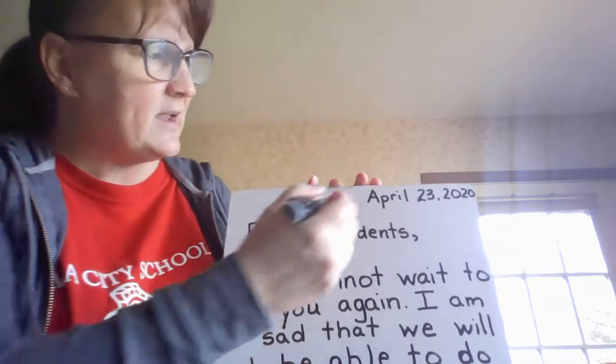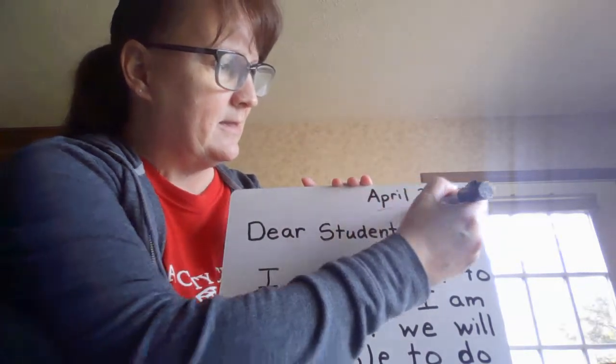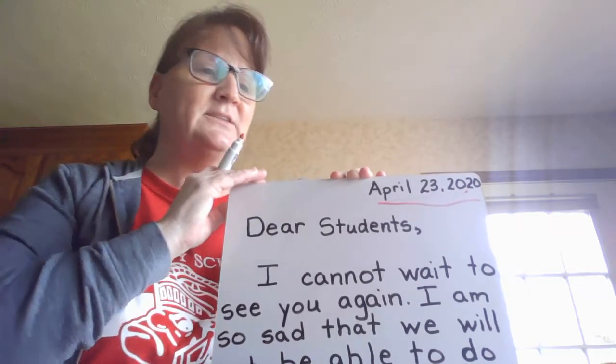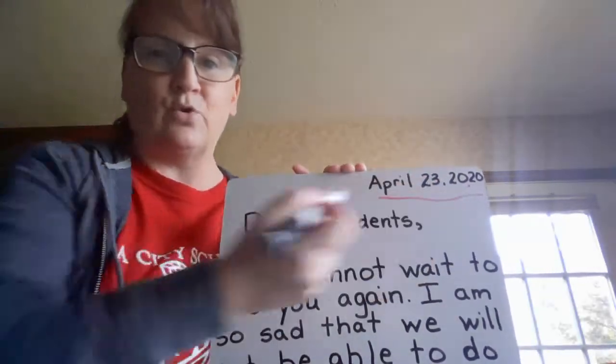Now, the first part that I want to talk to you about is the heading. And the heading is what comes at the very top. And that's this right here. This is the heading. Now, the heading contains the date, and it also sometimes will contain the address of the person that you're writing to. And it is going to be in the top right-hand corner of your letter every time.